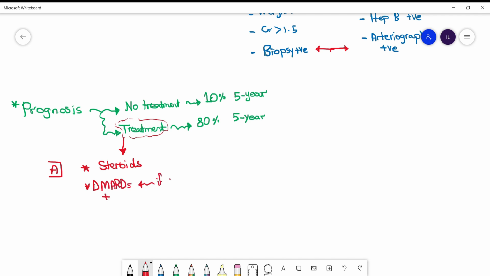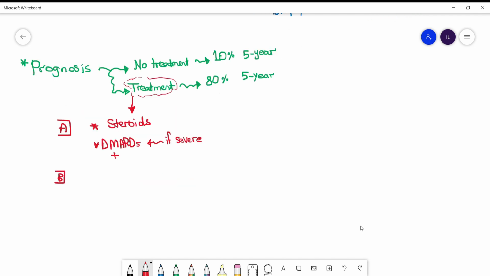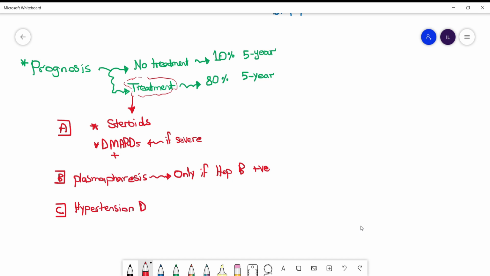Important to know, and a potential question: when do you do plasmapheresis in polyarteritis nodosa? Only if hepatitis B positive. The reason is this is the only situation where plasmapheresis showed benefit in polyarteritis nodosa. Another important thing: if a patient with polyarteritis nodosa has hypertension, the drug of choice is going to be an ACE inhibitor, similar to scleroderma crisis, which we mentioned before.